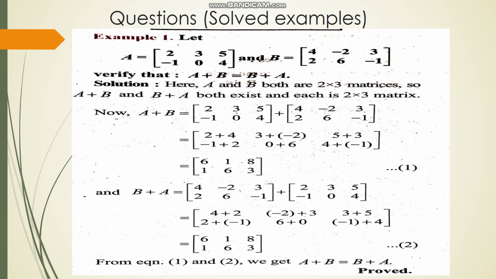Let's see some solved questions. If A is equal to this, B is equal to this, then verify that A plus B is equal to B plus A. As we know in algebra, addition is commutative. That means A plus B is equal to B plus A, both will give the same result. So as we can see, by adding A plus B, the matrix which we get is equal to the matrix which we get by adding B plus A.